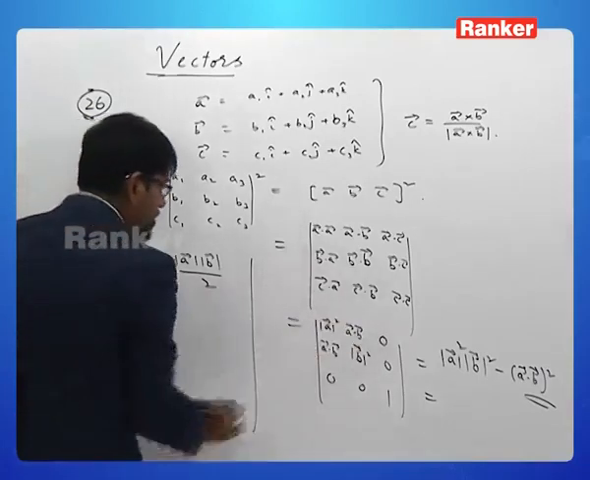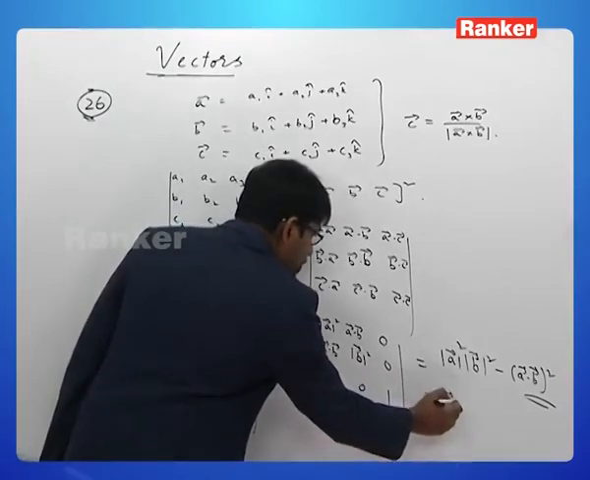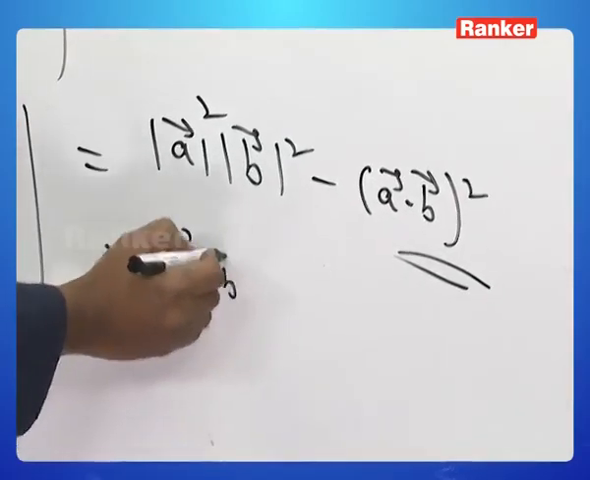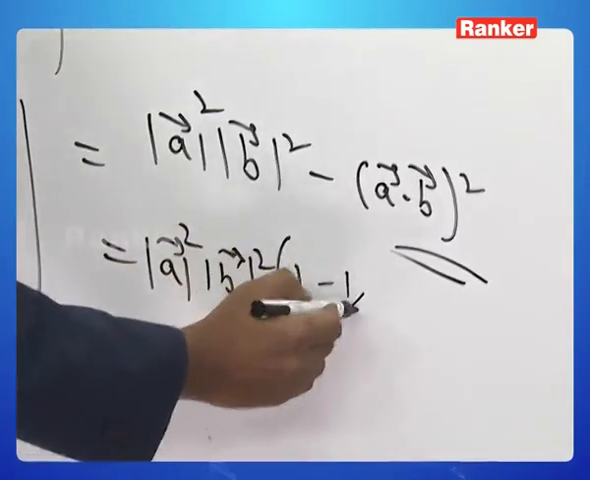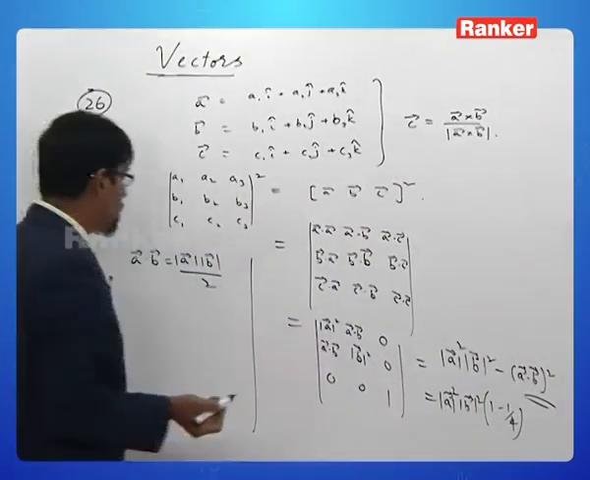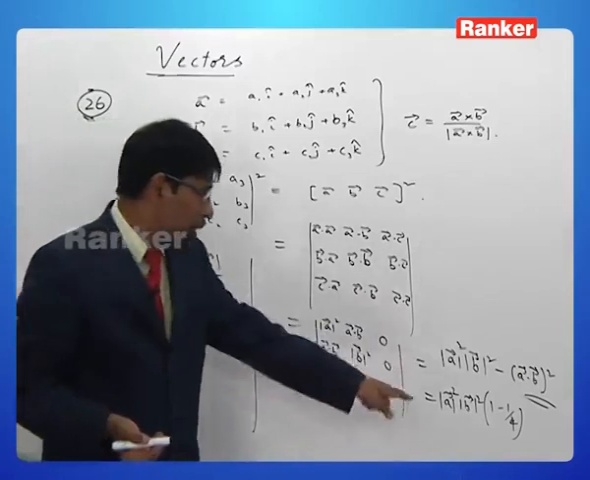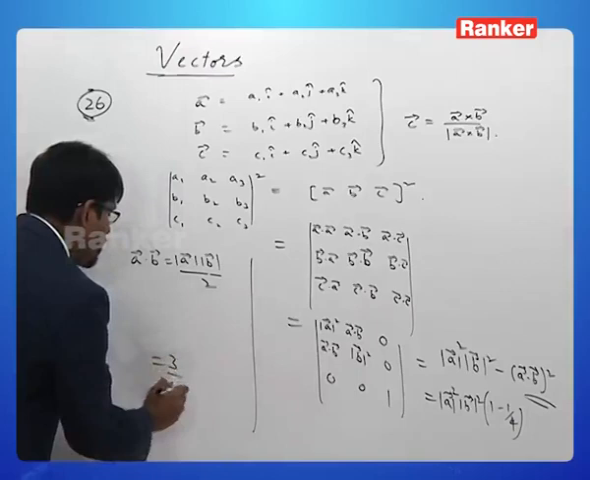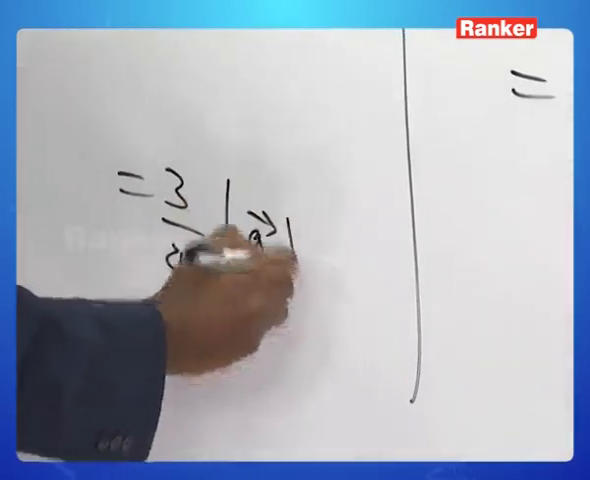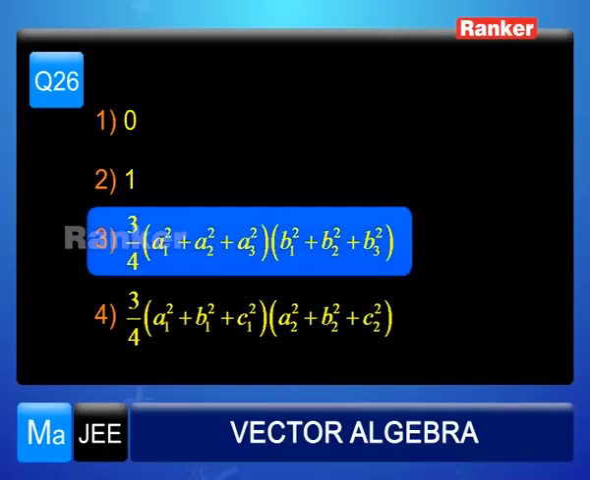Therefore, coming back to this, we can write this as magnitude of A square into magnitude of B square taken common into 1 minus 1 by 4. Because A dot B is magnitude of A into magnitude of B by 2, so that 1 by 2 square, we'll get it this way. So that comes out to be 3/4 of magnitude of A square into magnitude of B square. So clearly option 3 is the right answer. Option 3 is the right answer.